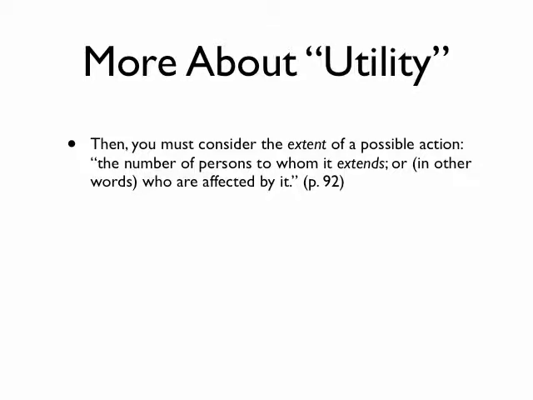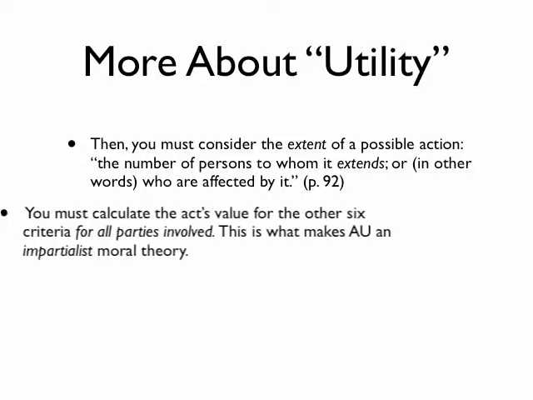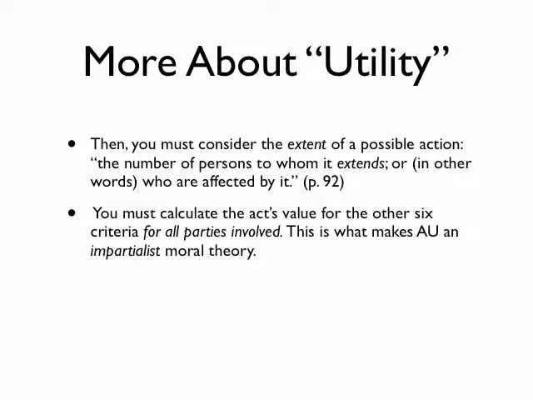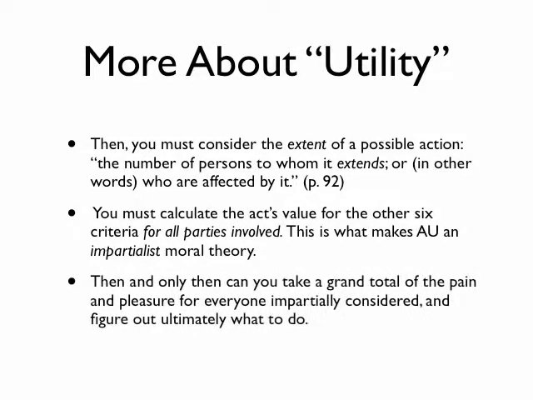Then you must consider the extent of a possible action, the number of persons to whom it extends, or in other words, who are affected by it. You must calculate the act's value for the other 6 criteria for all parties involved. This is what makes act utilitarianism an impartialist moral theory. Then and only then can you take a grand total of the pain and pleasure for everyone impartially considered and figure out ultimately what to do.